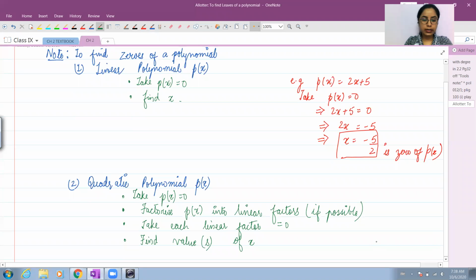I'm going to now take up a few examples here so that you can understand how we are going to work with a quadratic polynomial before we actually start with the exercise questions. If anyone's writing down, please let me know here.